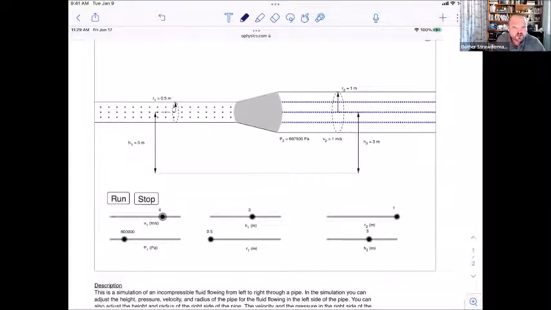This is something called the continuity equation. It's conservation of mass, but since it's a liquid, it's incompressible. So we can also look at it from the perspective of conservation of volume. It's called the continuity equation.